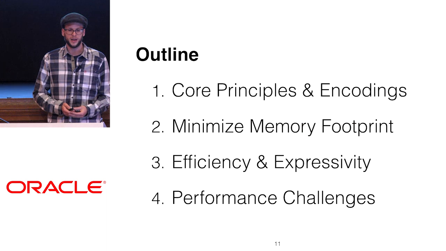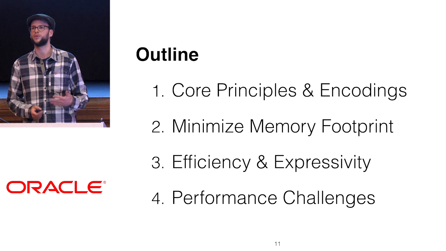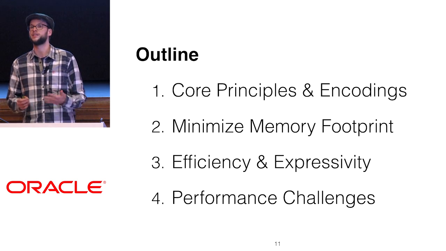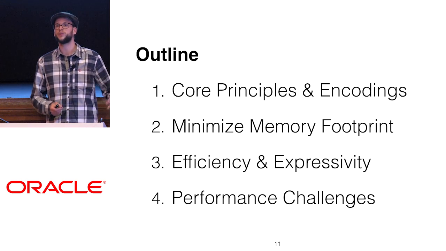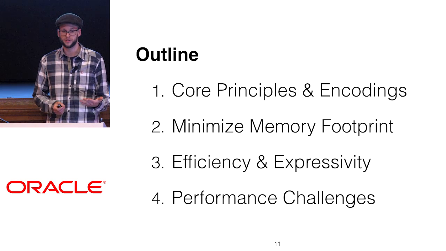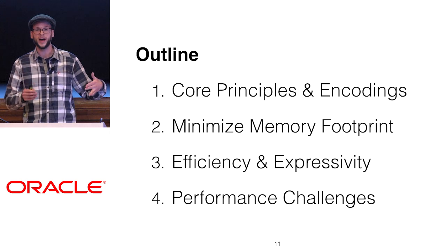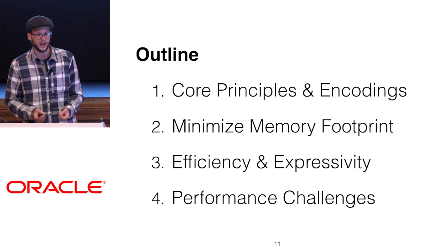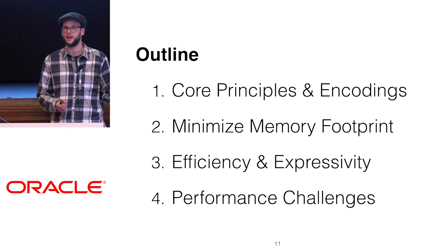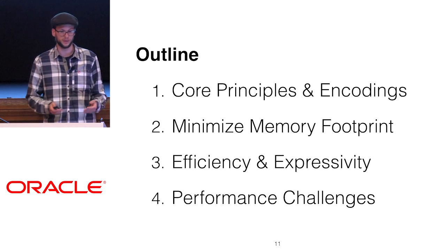So to do so, I'm going to break my talk down into four parts. First of all, I would like to introduce you to the core principles of what it takes to have efficient immutable collections, and some of the more well-known encodings for them. Second, to talk about how to get the memory footprint down of such data structures. And then I'd like to continue talking about, once you have that, how can you get those data structures even more efficient and more expressive? And last but not least, I'd like to talk about what it takes to make them even faster in future on the JVM or in general.